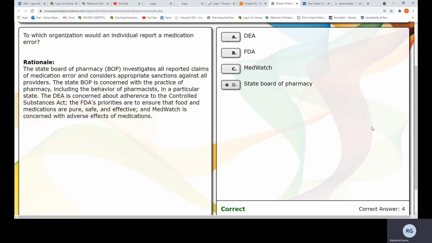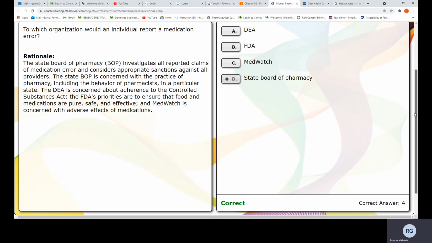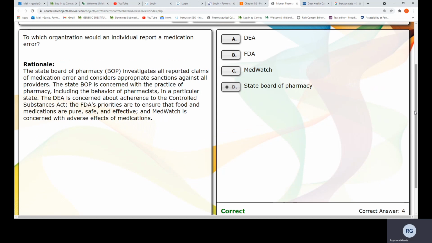The State Board of Pharmacy is concerned with the practice of pharmacy, including the behavior of pharmacists in a particular state. The DEA is concerned about adherence to the Controlled Substances Act. FDA's priorities are to ensure that food and medications are pure, safe, and effective. And MedWatch is concerned with the adverse effects of medications. That's a lot on patient safety and the quality assurance section.